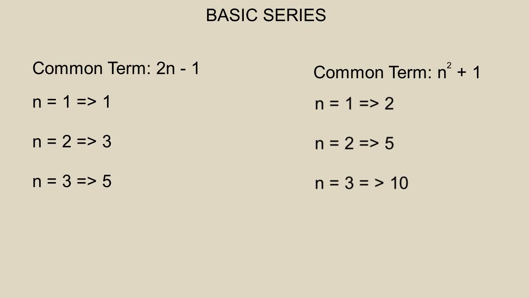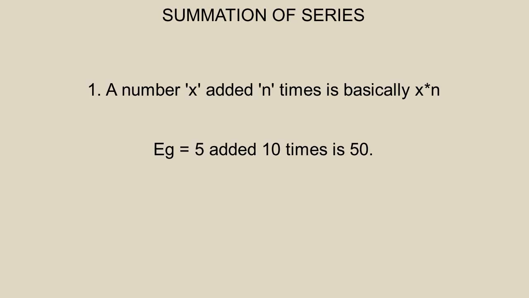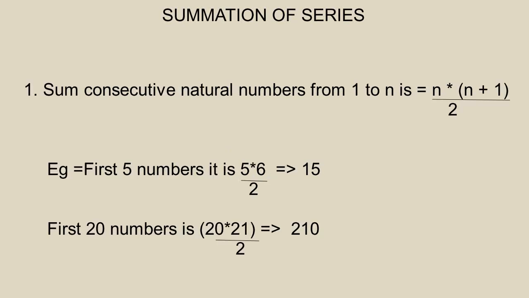Now, on the summation of series, I would want to focus here on basically four things. Firstly, the sum of the same number n times is obviously that number into n. So a sum of 5, 10 times is 50. A sum of consecutive numbers from 1 up to n is n into n plus 1 by 2. Just keep this in mind.